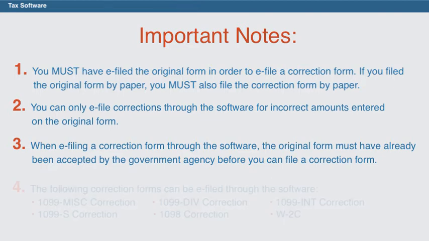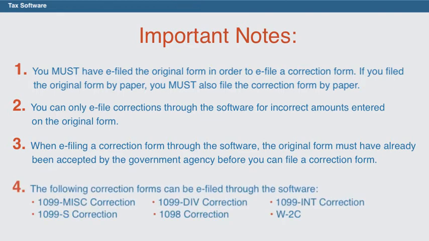And number 4. The following correction forms can be e-filed through the software: 1099-MISC correction, 1099-DIV correction, 1099-INT correction, and 1099-S correction, 1098 correction, and W-2C. Okay, now we're ready to go.